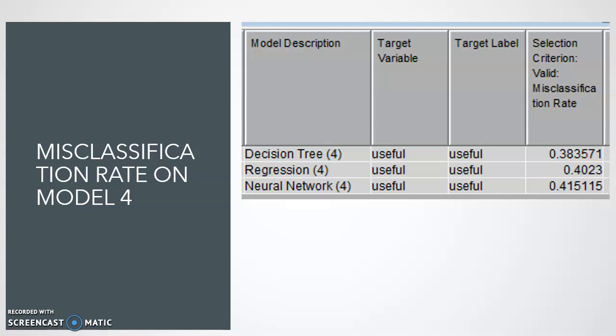And then the fourth model, my misclassification rate for my decision tree was 0.383571. For my regression, it was 0.4023. In the neural network, I had a misclassification rate of 0.415115. And this was actually the model that was most useful due to the least misclassification rate.